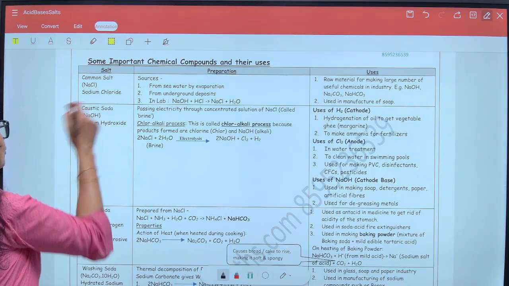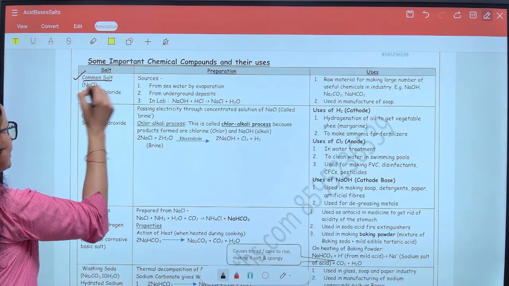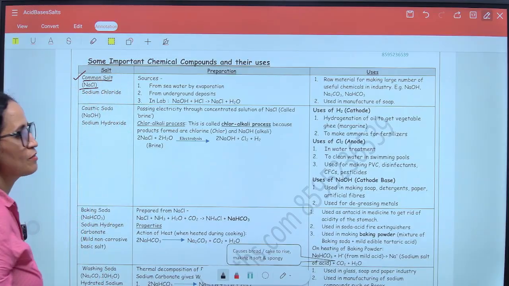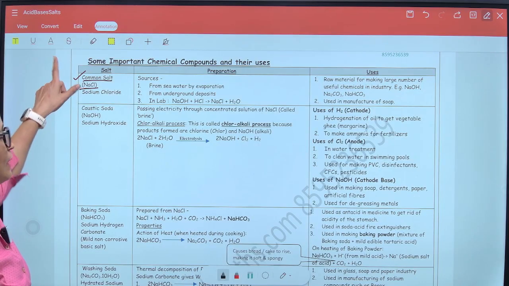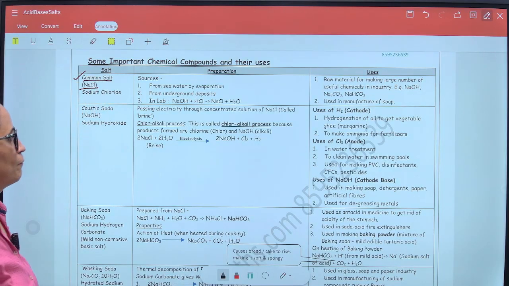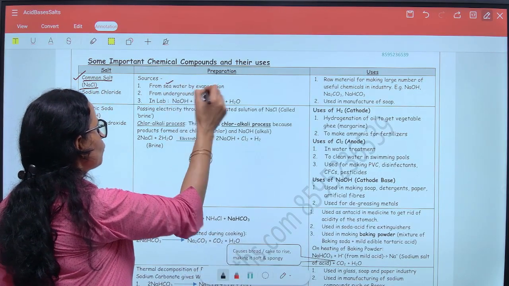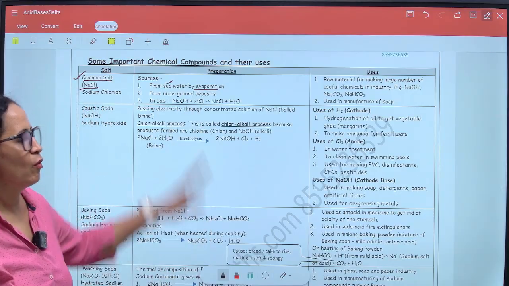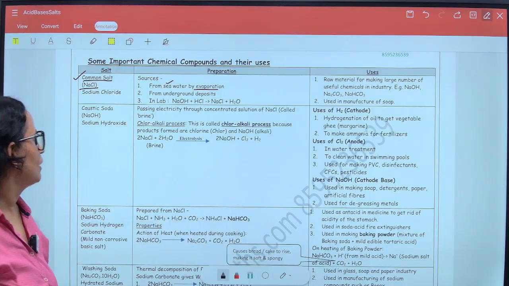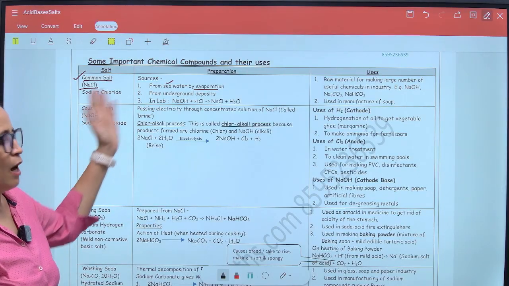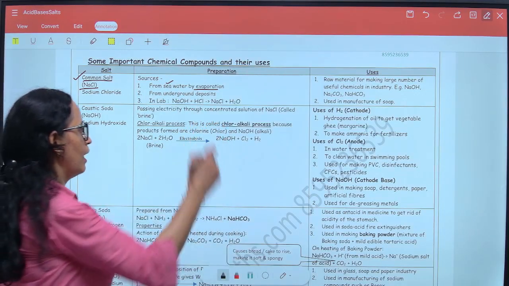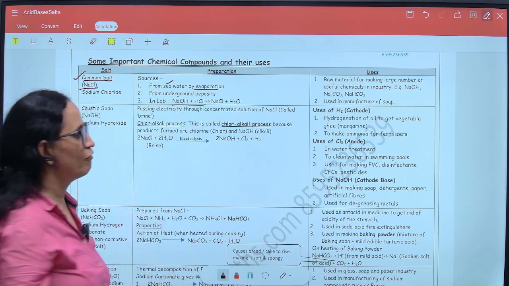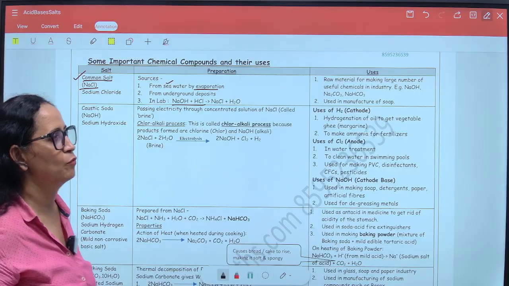So the first salt that we know is common salt, very common name, right? The chemical name is sodium chloride. We get this from seawater by evaporation, and we also get sodium chloride from underground deposits. In the lab, how can we prepare sodium chloride? Again by the neutralization reaction of NaOH and HCl, you get NaCl and water.